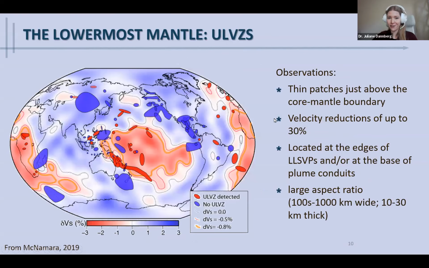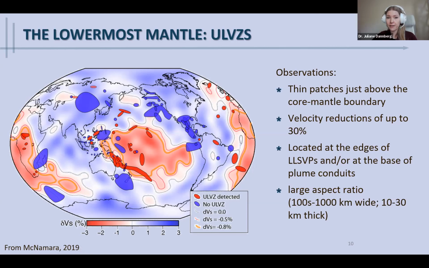So let's start with the lowermost mantle. What we see here on the left is the seismic velocity, specifically the S-wave velocity, just above the core-mantle boundary. And specifically, what we see here as these large red regions are two regions of reduced S-wave velocity, the so-called LLSVPs, one below the Pacific and one below Africa.